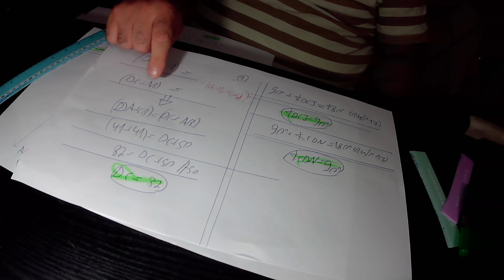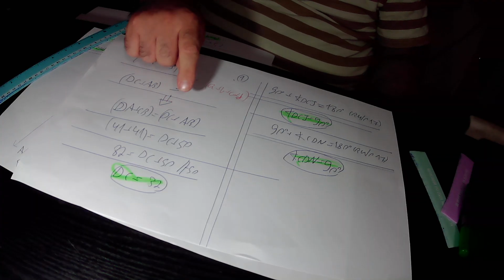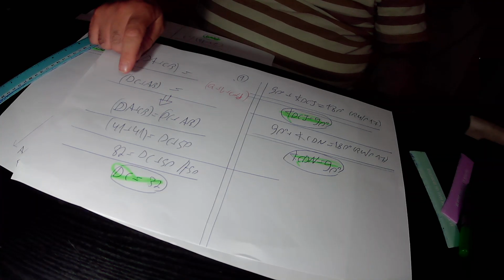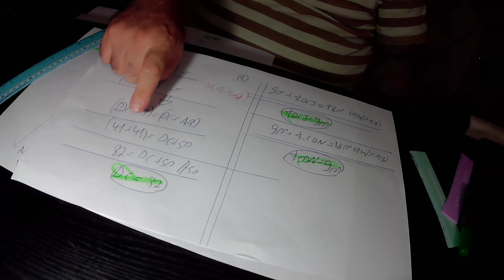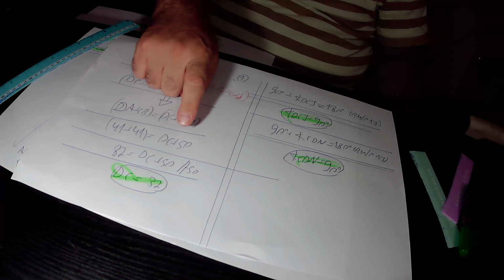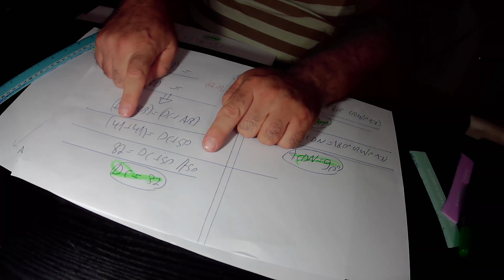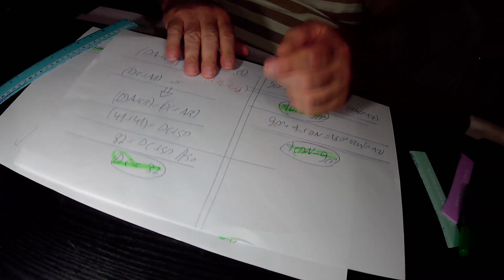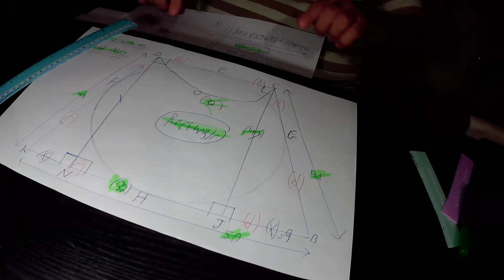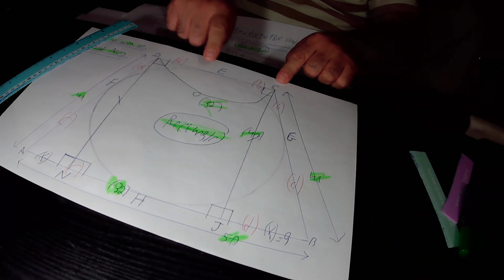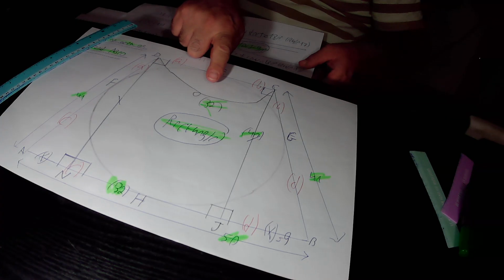DA is 41, CB is also 41, DC is the missing side, and AB is 50. 41 plus 41 is 82, which equals DC plus 50. Here we subtract 50 from this equation, and finally find out that DC equals 82 minus 50, which is 32. So the missing side DC is equal to 32 units in its length.